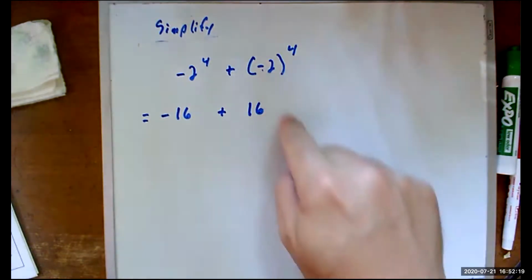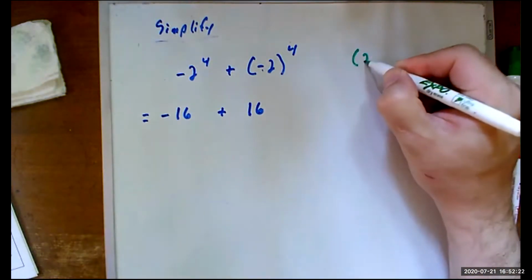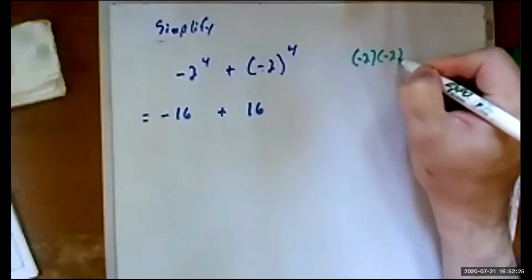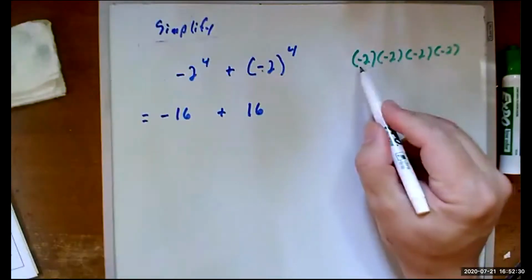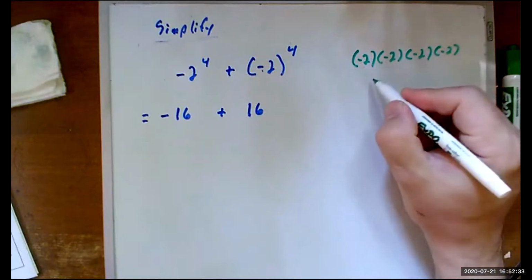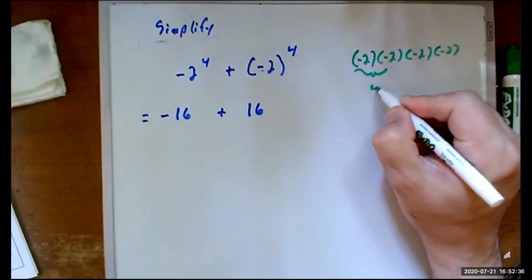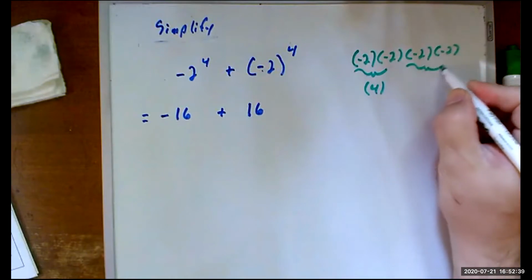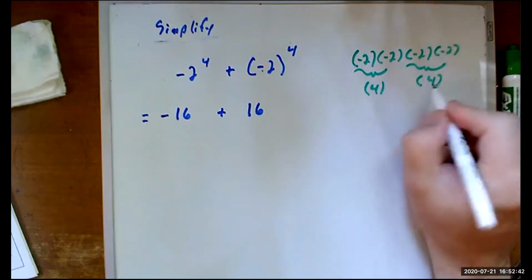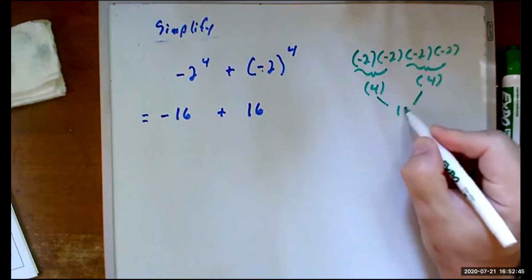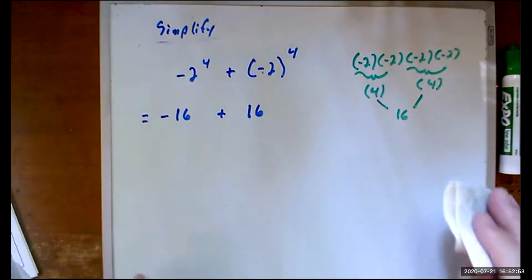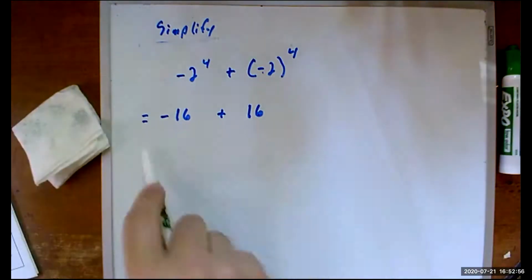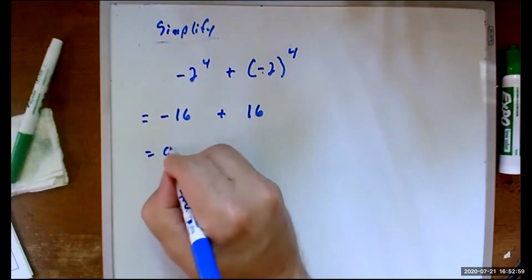Those of you who are not quite seeing why my negative disappears there, I'm just going to do this over here. This becomes negative 2 times negative 2 times negative 2 times negative 2. With each pair, negative times a negative becomes a positive, so that becomes a positive 4. And the same thing happens here, a positive 4. And then my positive 4s multiply together, and I end up with my positive 16. So, having done that, negative 16 plus 16, and we end up with 0.